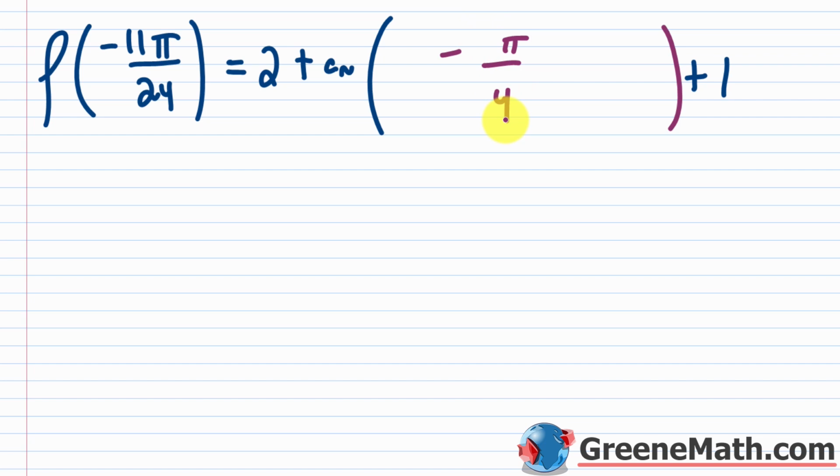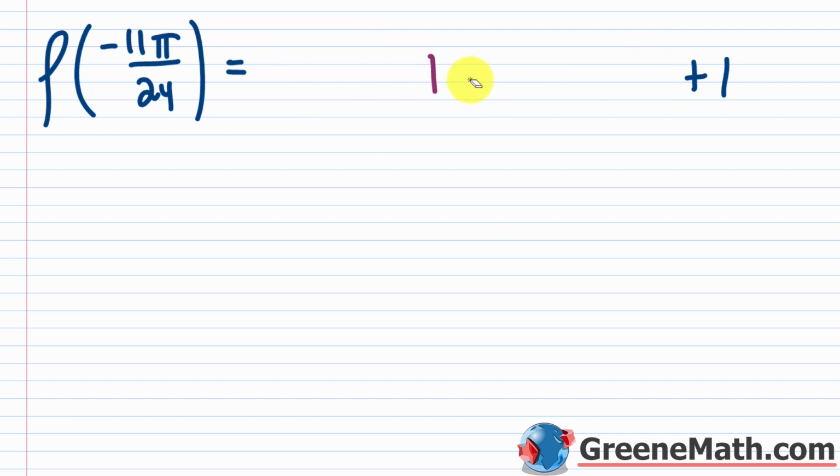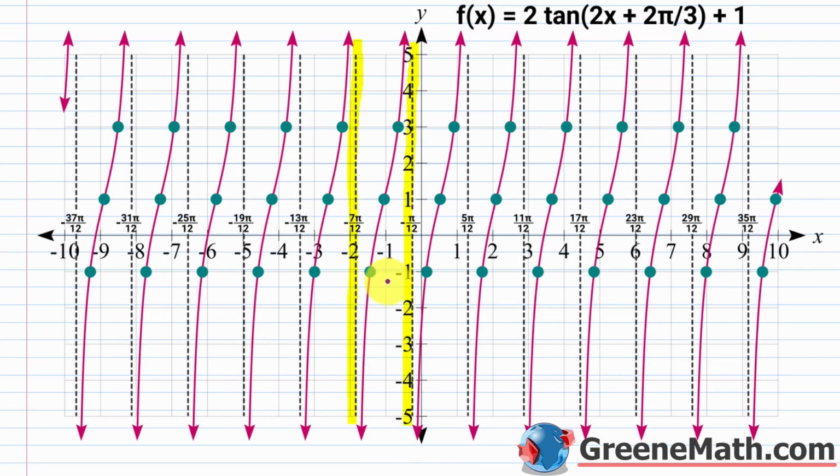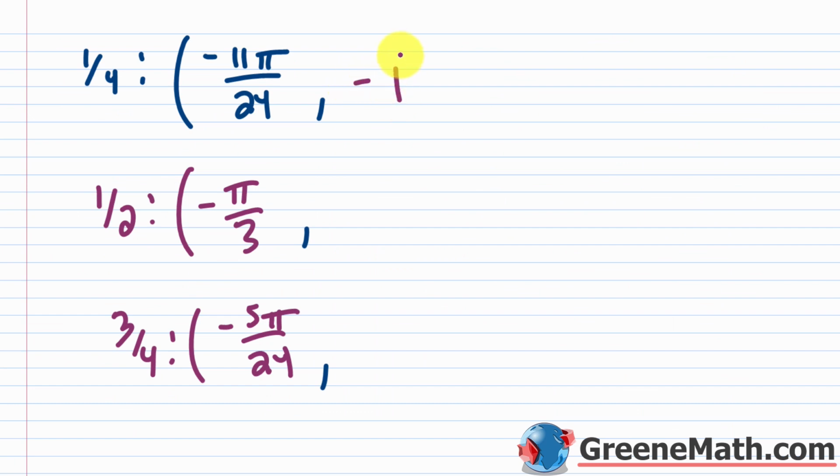We know that the tangent of negative pi over 4 is negative 1. So basically, this becomes 2 times negative 1 and then plus 1. So 2 times negative 1 is negative 2, and then negative 2 plus 1 is negative 1. So this equals negative 1. Again, if you go to the graph, you can clearly see the y-coordinate here is negative 1. So let me put negative 1 in right there.